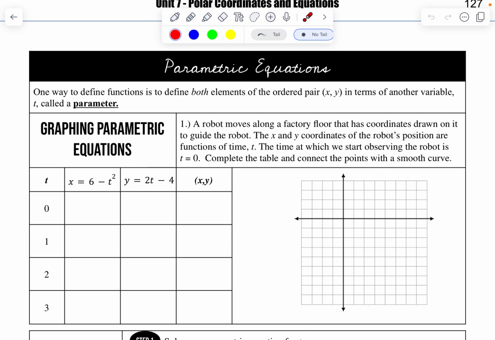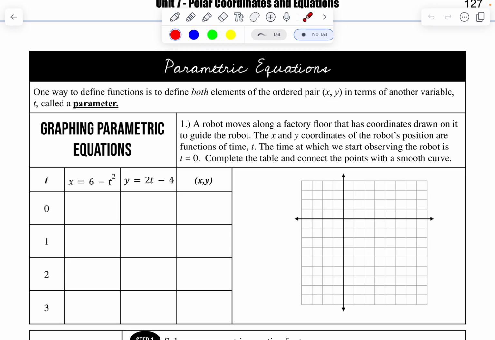Parametric equations. One way to define functions is to define both elements of the ordered pair, x and y, in terms of another variable t called a parameter. So we're going to start with this example of graphing a parametric equation.